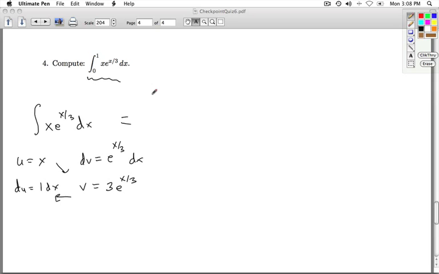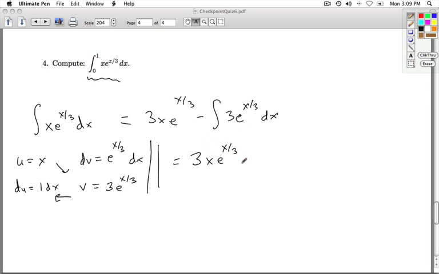uv minus the integral v du. U times v is x times this, so I get 3x e to the x over 3 minus the integral of v du, 3e to the x over 3 dx. Sure enough, I can evaluate this integral. I get 3xe to the x over 3 minus 9e to the x over 3 plus c.